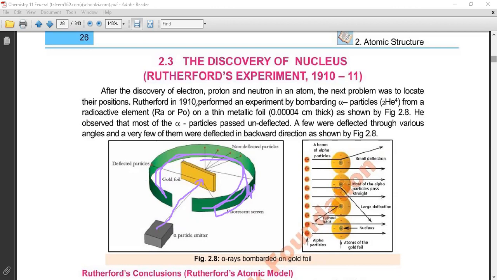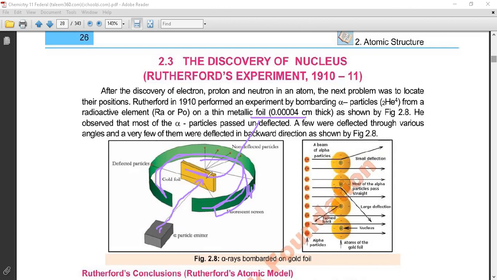The gold foil was a thin metallic foil of 0.004 centimeter thickness, as shown in figure 2.8 here. Now we are going to discuss the experiment and then we will read this. What happens when he bombarded alpha particles onto this gold foil?